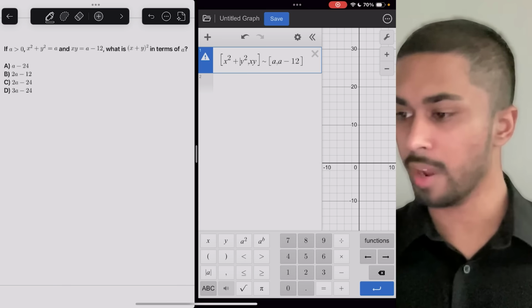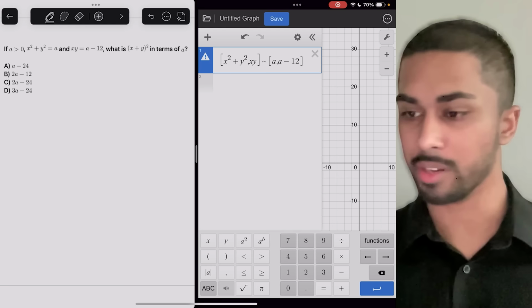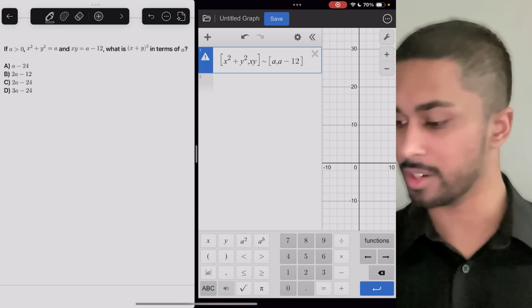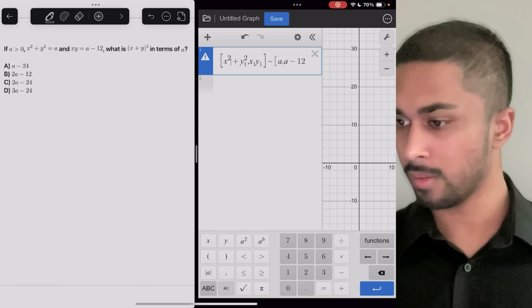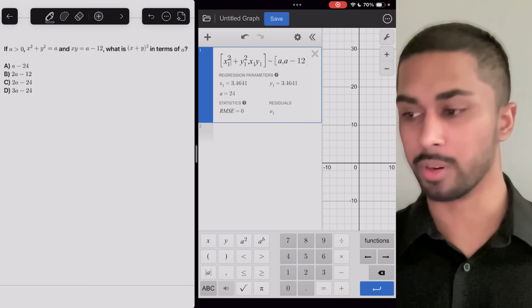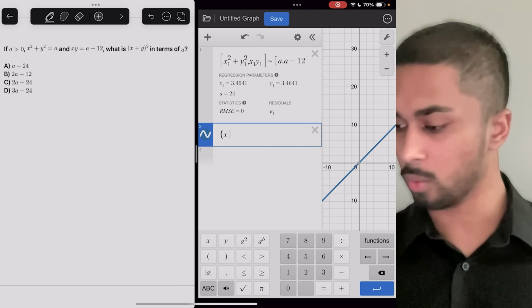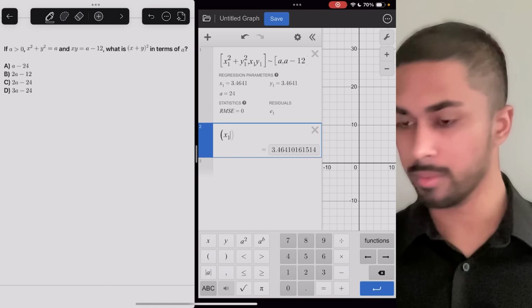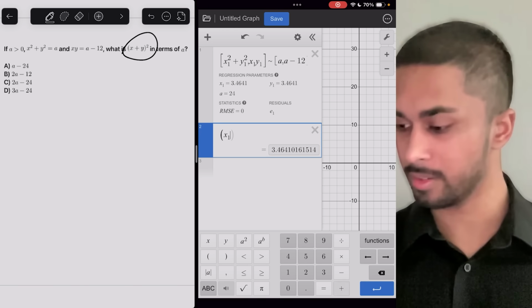All right. So x squared plus y squared equals a, so that's why we put it there. xy equals a minus 12. Perfect. Let's change everything to x1 and y1. Nice. So we got a is equal to 24. All we need to do is figure out what x1 plus y1 whole squared is.